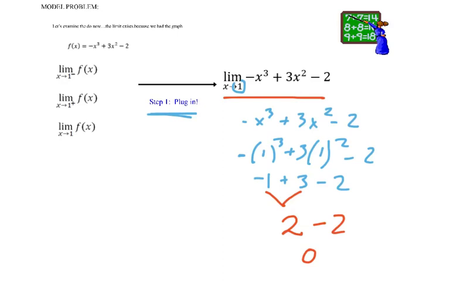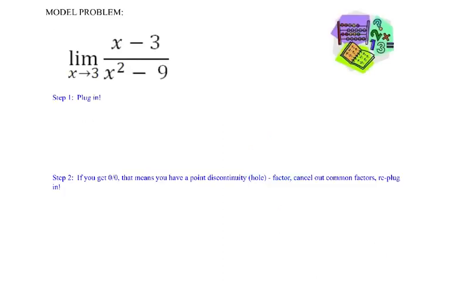So that means that if I was to graph this function as I approach x equals 1, this is the y value that my function would be approaching both on the left side and on the right side. Okay, so it's as easy as that. Just plug in the x value, and whatever you get, that's your answer. Let's try another type of problem.